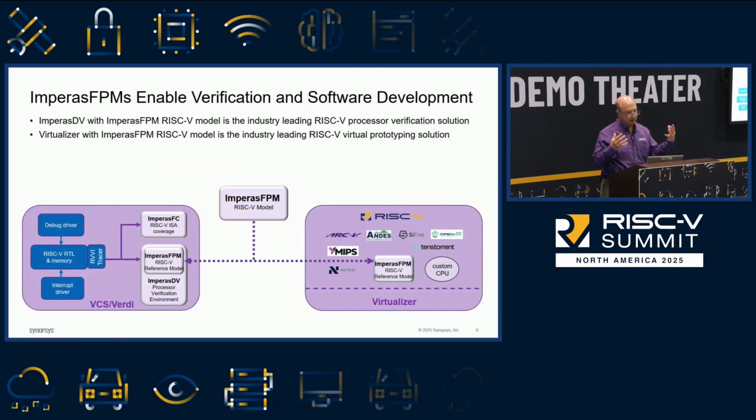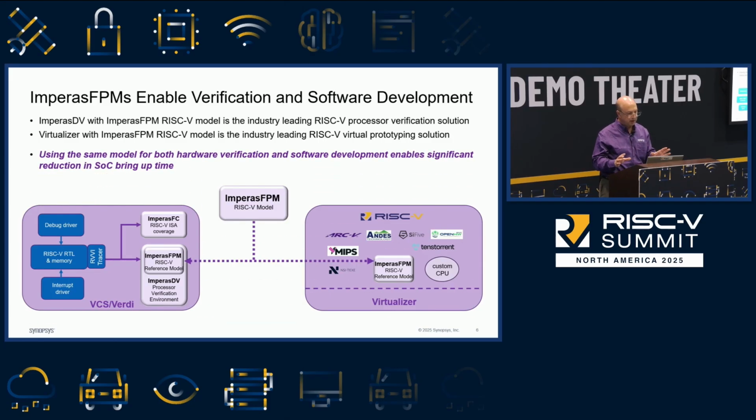So we take that Empirus FPM, that reference model now, and it can be used, as I mentioned, in the verification flow with the Empirus DV, and also with Virtualizer in a virtual prototyping environment for software development. And the key thing here is that using the same model for both hardware verification and software development enables a significant reduction in SoC bring-up time, because all your development has been done using the same reference. So when you actually get to hardware, things come together quickly.